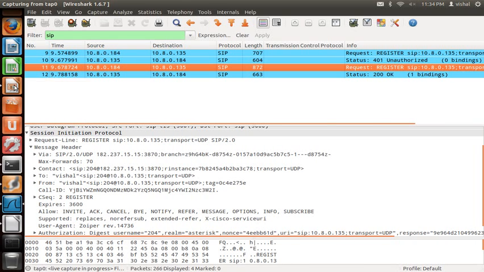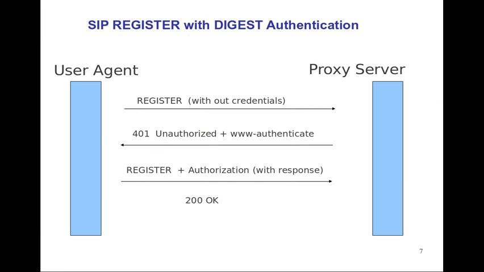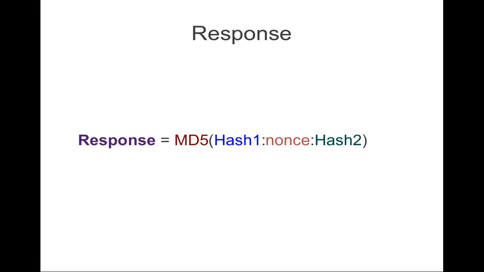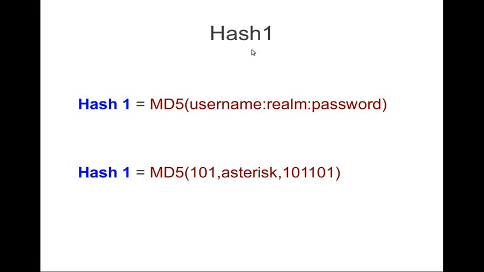Yes, here there is a method to calculate the response. The response is the MD5 of hash 1, nonce and hash 2. Nonce is the key which is sent by the Asterisk server. So how will we calculate hash 1? Hash 1 calculation is very easy. We have to give the username, which means the extension number, the realm, which is Asterisk, and the password.